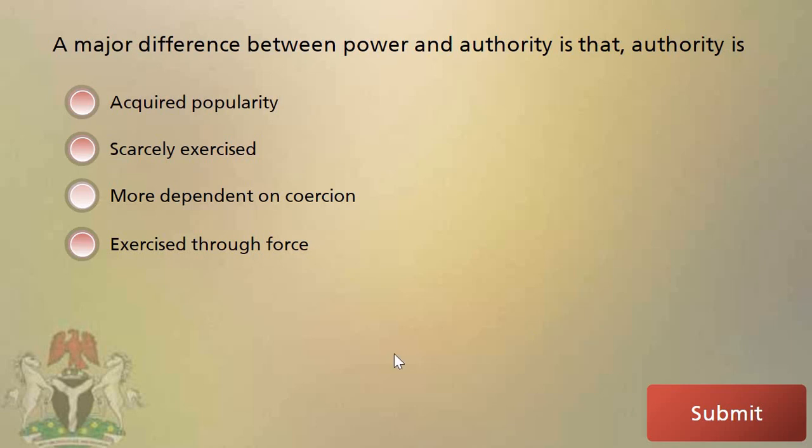Question 8. A major difference between power and authority is that authority is acquired popularity, scarcely exercised, more dependent on coercion, exercised through force. The right answer is A, authority is acquired popularity.